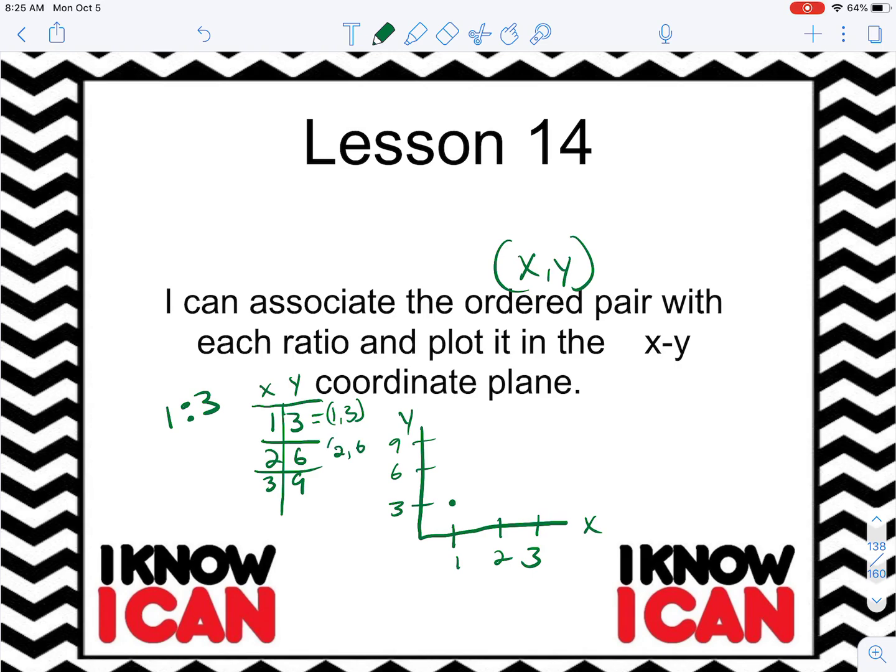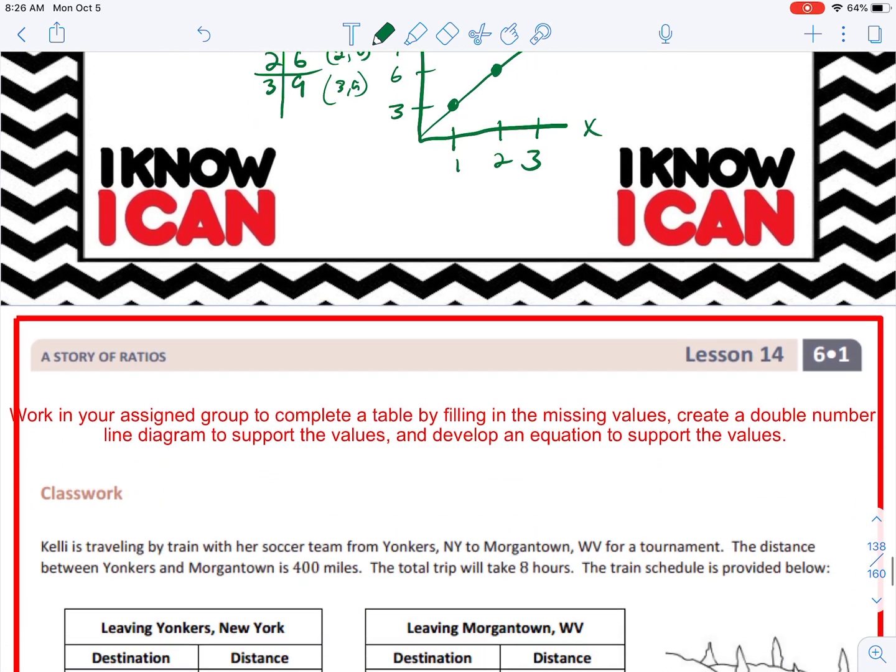This is going to be 2 and 6. We'll go over 2 up to 6, and then 3, 9. I'm going to go over to 3 up to 9. Then I could draw a line to represent my slope, and we are complete. Make sure you plot your points before you draw your slope.